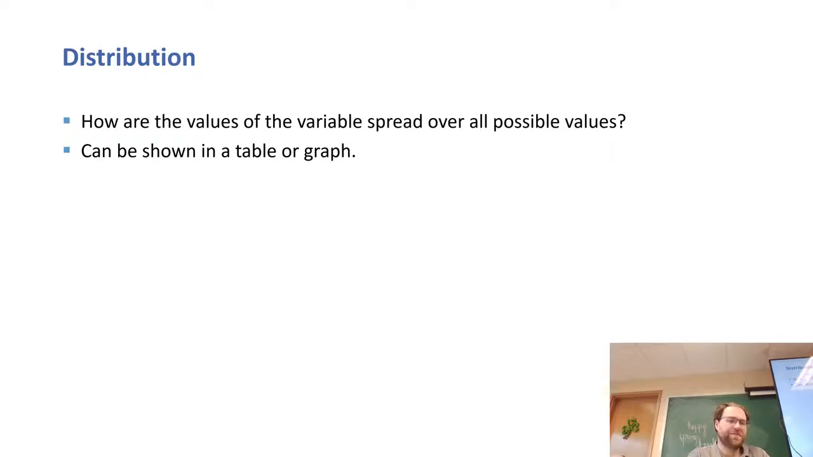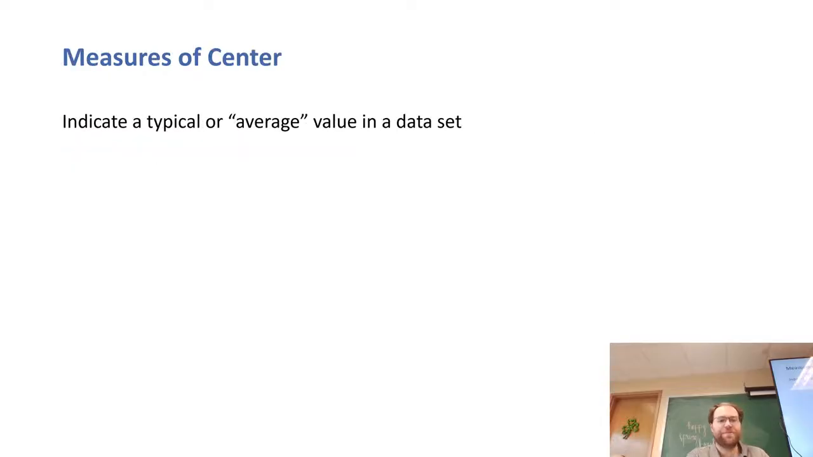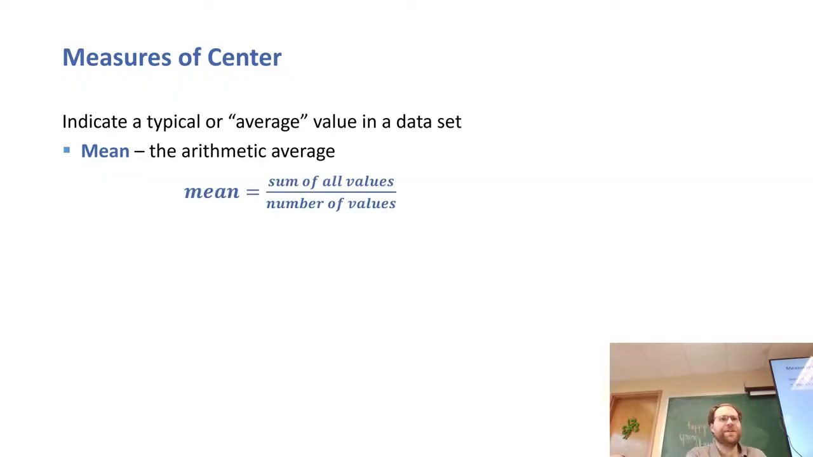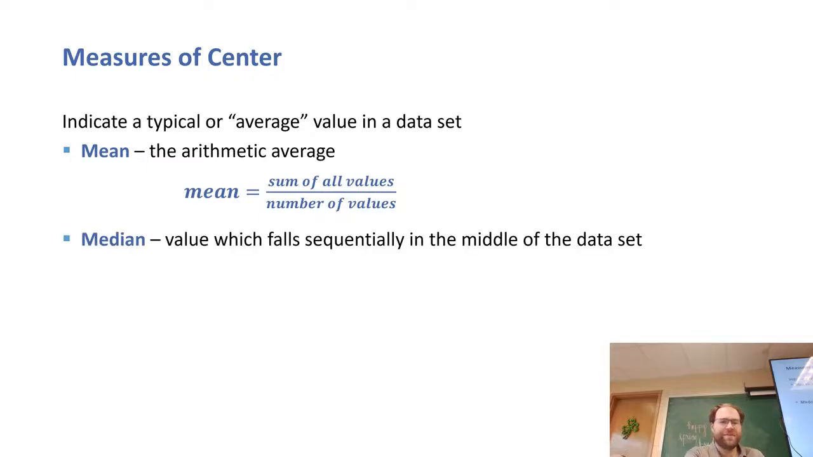So the first thing that many people want to know about are measures of center, typically indicating the average, which in our terms is going to be the mean. To find that, just add up all of the values you have, divided by the number of values in the data set. This is compared to median, which is the value that falls in the middle of the data set when ranked from least to greatest.